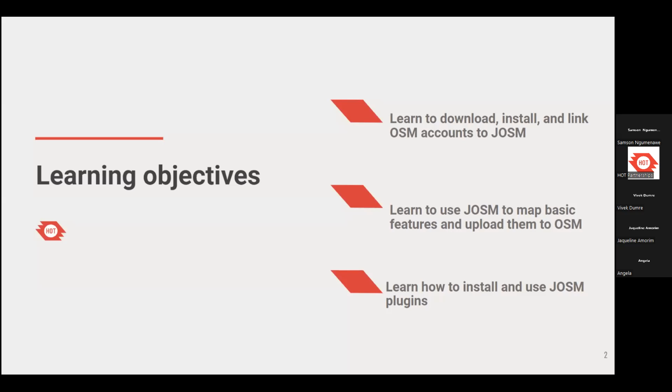So the objectives of this session include learning how to download and install JOSM and link it to our OSM accounts. Then we learn how to use JOSM to do basic mapping and upload those features to OpenStreetMap. Then we also learn how to install the plugins, and that's an important aspect of JOSM because JOSM works better with those plugins that are intended to perform some specific tasks.